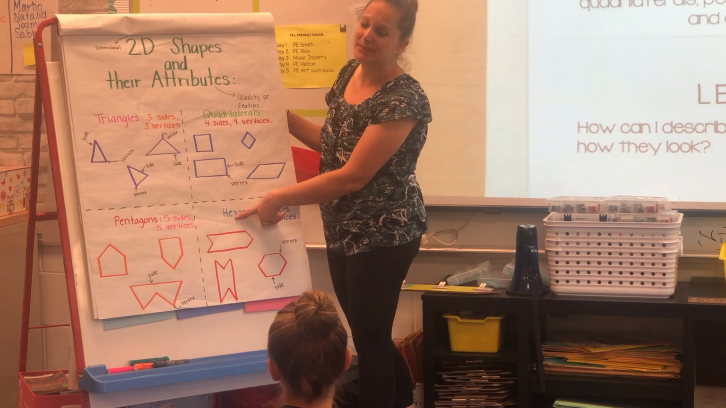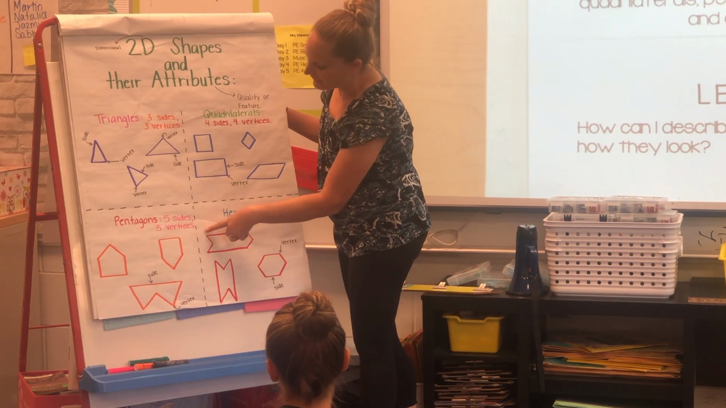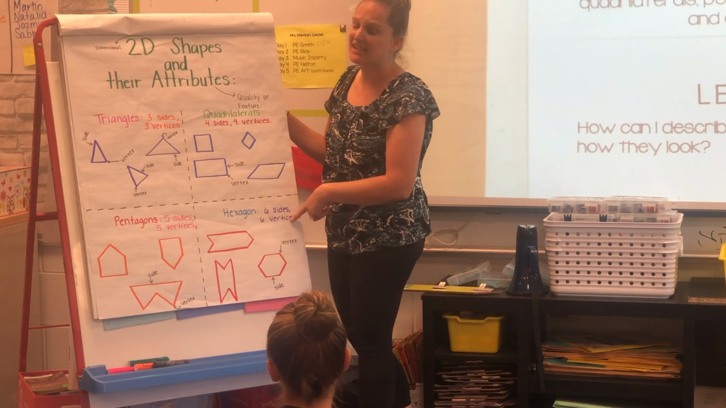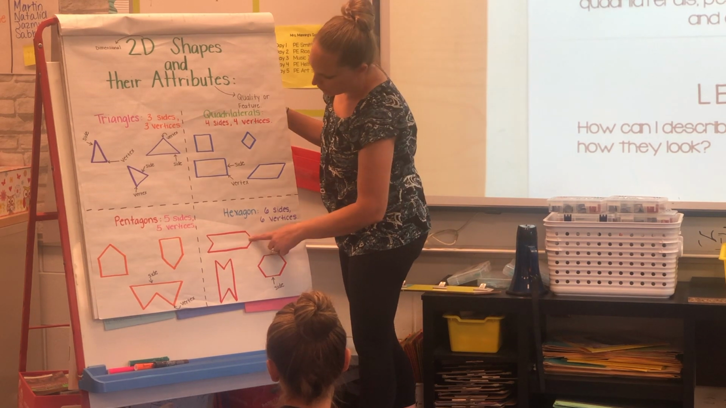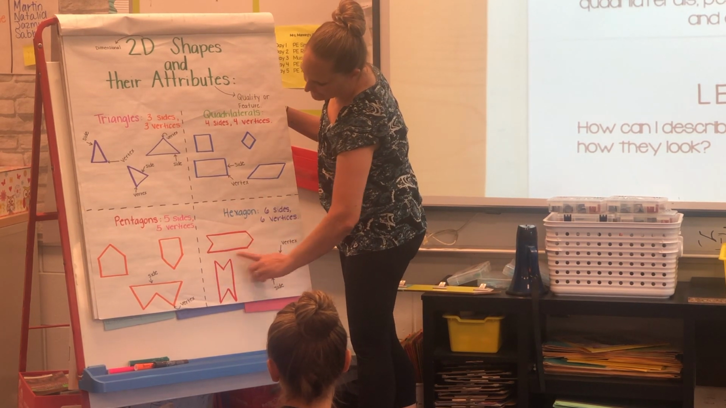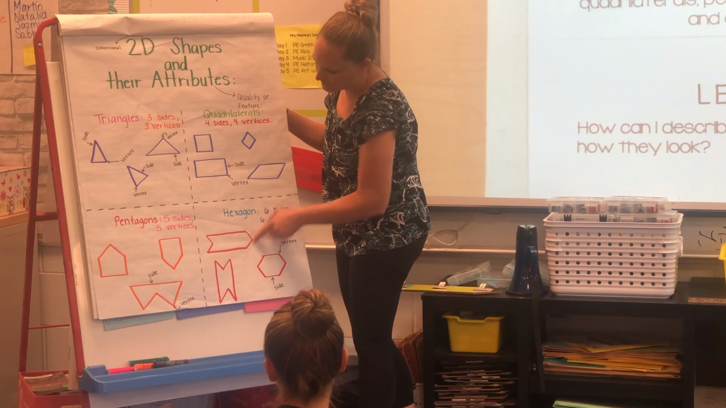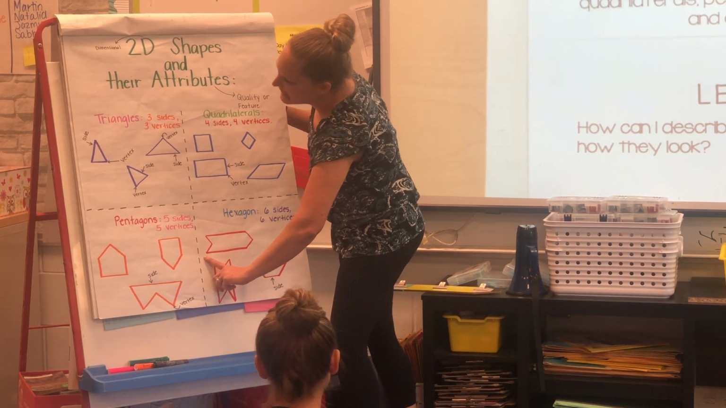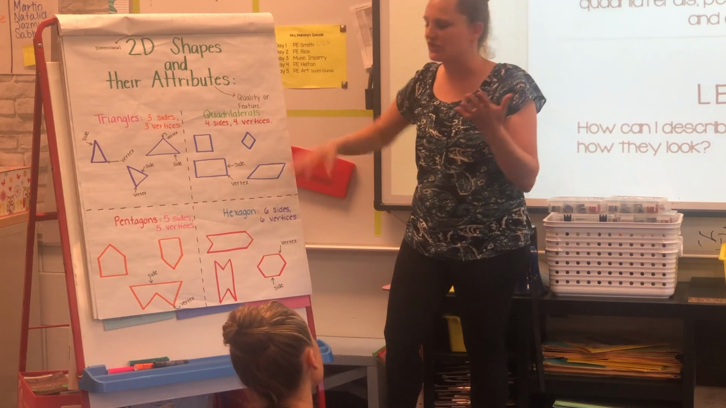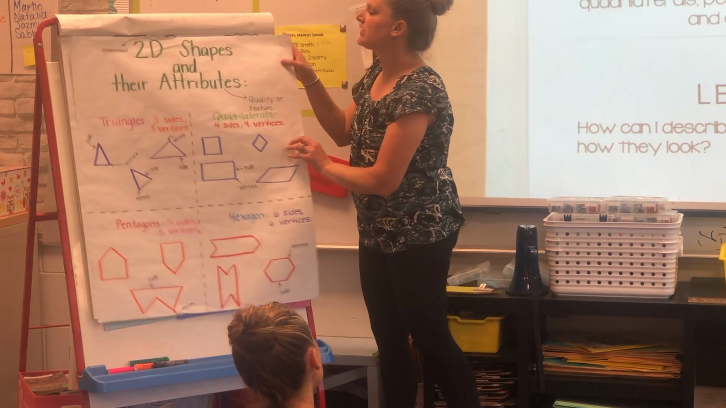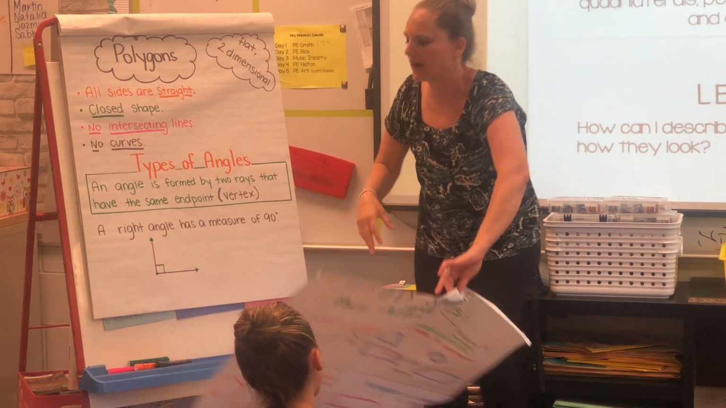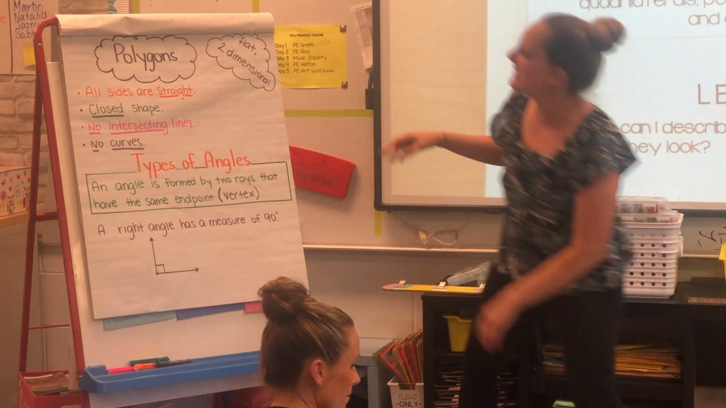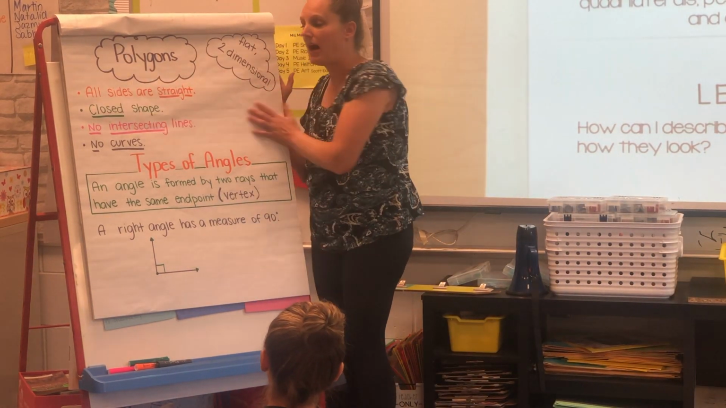Hexagon. Hex means 6. So you're going to have 6 sides or 6 vertices, edges. 1, 2, 3, 4, 5, 6. That's a quick review of yesterday because that is going to take us into our fabulous lesson today about polygons.